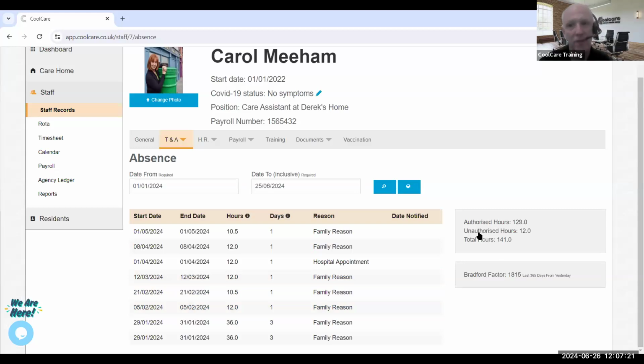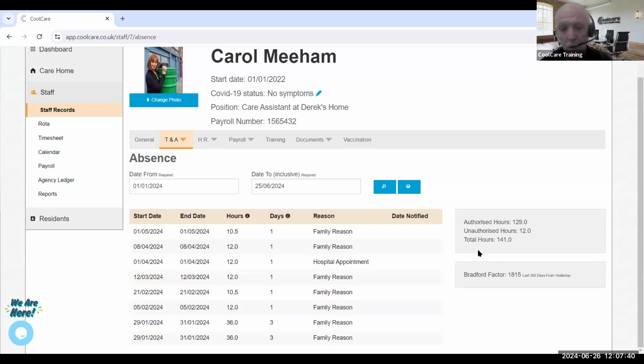I'll be talking about unauthorized in a little while. Also, once it has about 11 to 12 months of information, the system set up correct, it can actually start to calculate the Bradford factor for you, but it needs 11 or so months of information before it can start to kind of get that accurate.